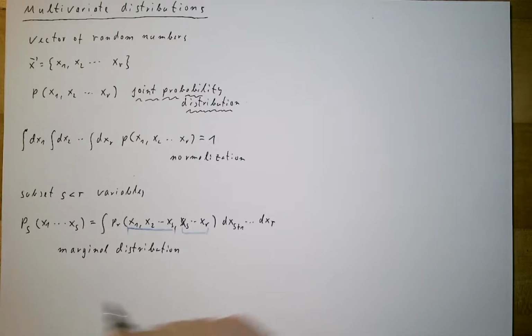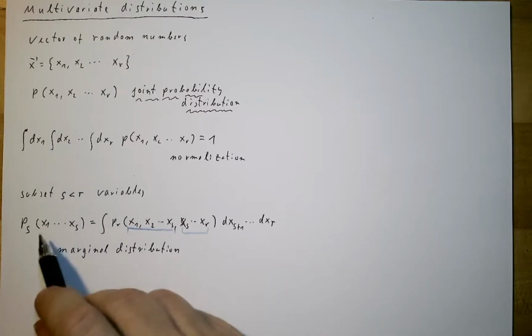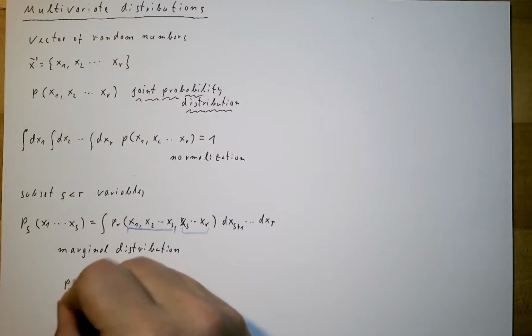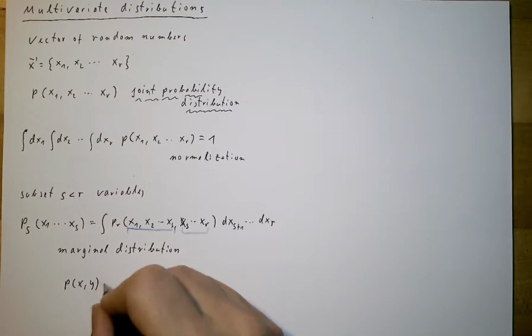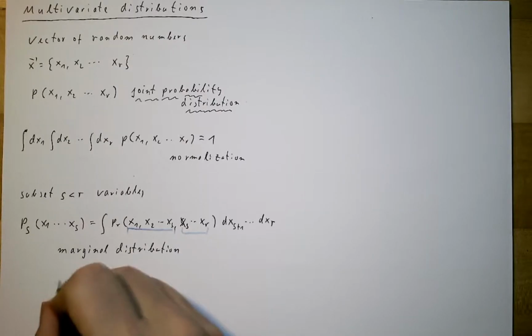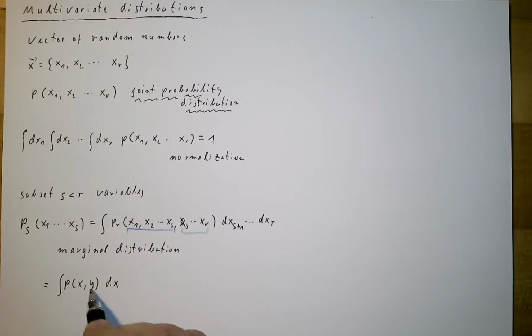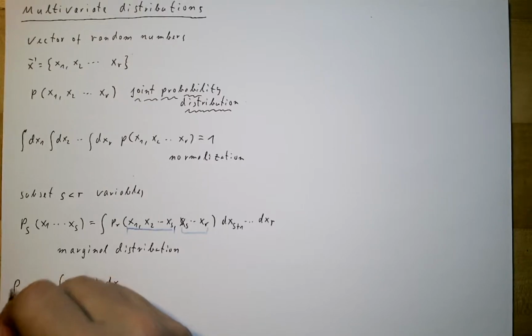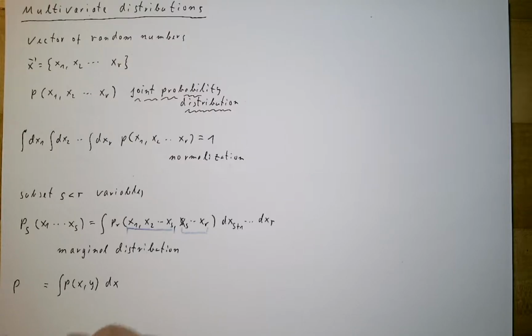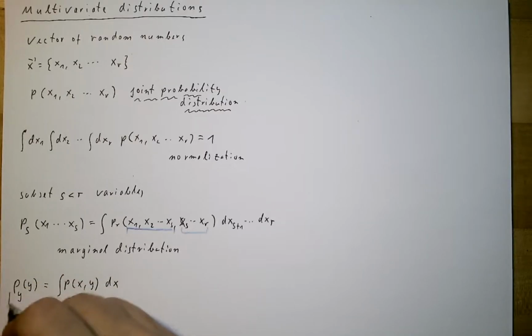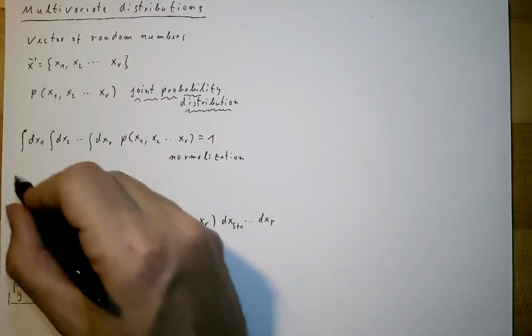Usually we need only distributions of two random numbers, so we have a distribution of two random numbers x and y. If, for example, we integrate over dx, then this is something which depends only on y, and this we call the marginal distribution of y, which depends only on the variable y. Okay, so that's marginal distributions.